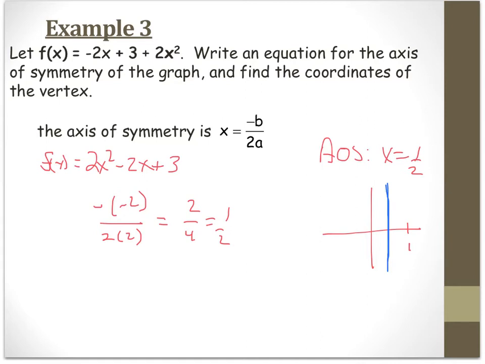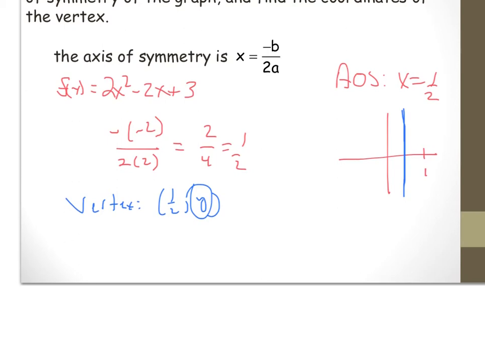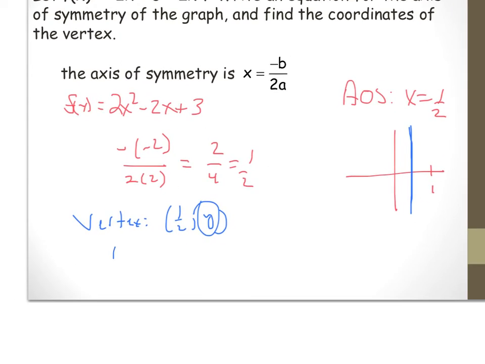Okay? So now, what do we do to find the vertex? Well, the vertex is going to be 1/2 comma y. Well, what's the y value? In order to find the y value, what do I do? I plug in an x value. So I'm going to go ahead and plug in 1/2 for x. And I'm going to go ahead and simplify.